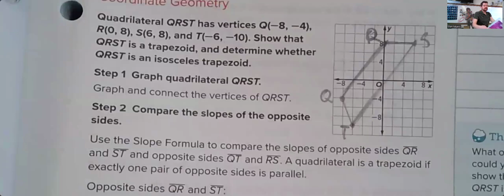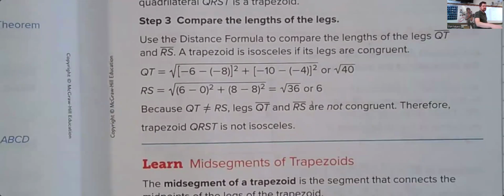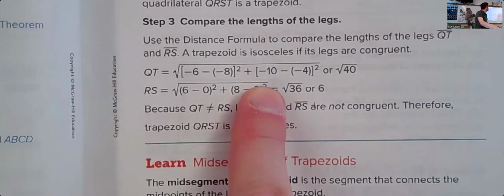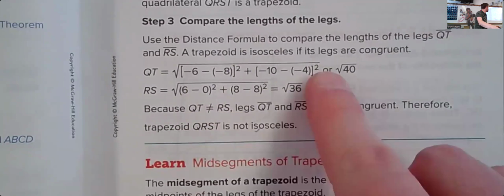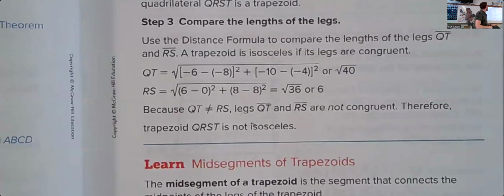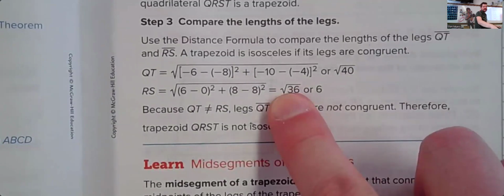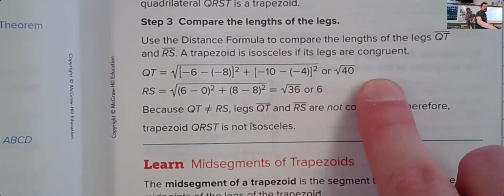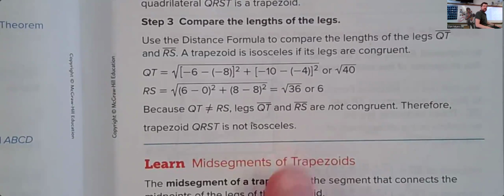So we need to find the distance of QT, which they've got the math out here for us. It ends up equaling the square root of 40. RS is the square root of 36, which is 6 because we can count. But the square root of 40 is not the same as the square root of 36. So that means that 6 is not equal to that, which means it is not an isosceles trapezoid. It's still a trapezoid. It's just not isosceles.